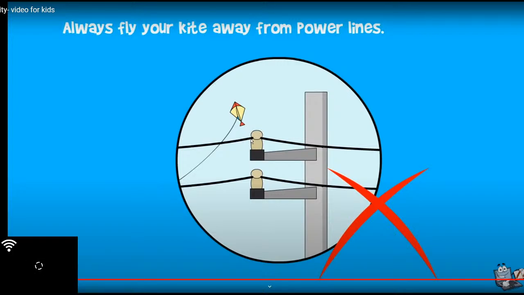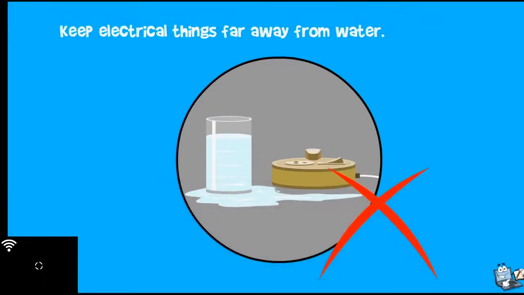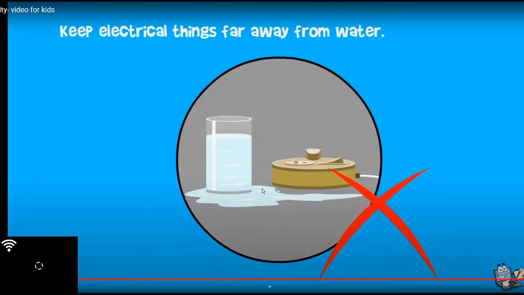Attention, why? Because here you have a steady flow of electrons flowing. This kite can cut this, and you can get these electrons, and this is very dangerous. Power lines. Attention, you know that water could be a conductor of electricity.